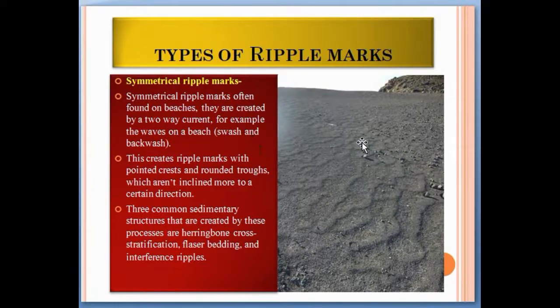This type of ripple mark forms on beaches, where water first flows in one direction and then returns in the back direction. This creates ripple marks with pointed crests and rounded troughs, which aren't inclined more to certain directions. Three common sedimentary structures created by these processes are herringbone cross stratification, flaser bedding, and interference ripples.